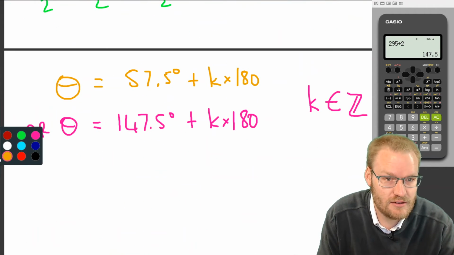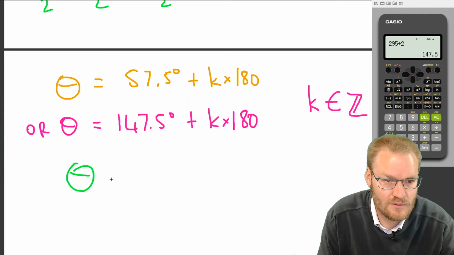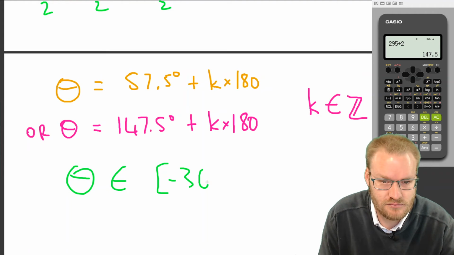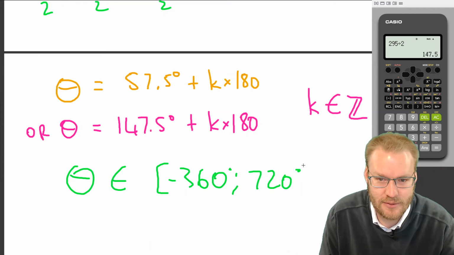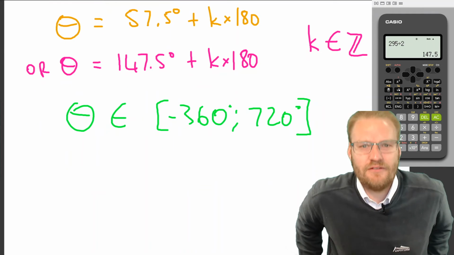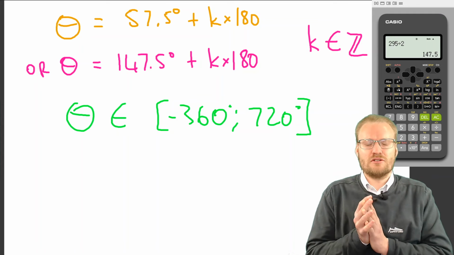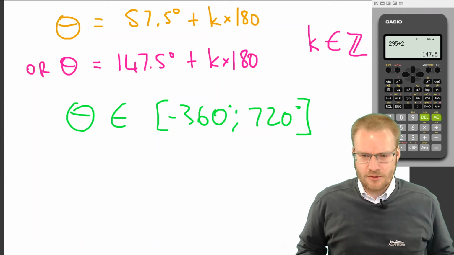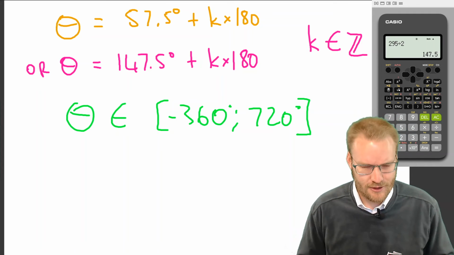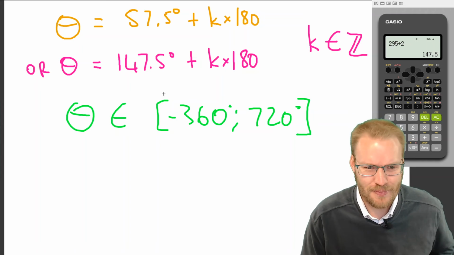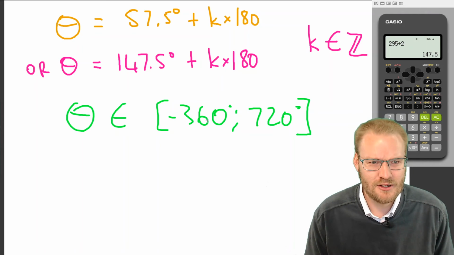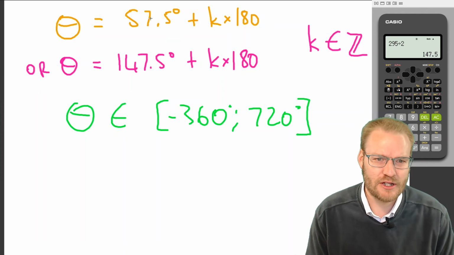So theta is between minus 360 and 720. So the last piece of the puzzle here: how are we going to find out all our solutions? How are we going to find our general solutions, our specific ones? Well, let's throw in some values here.